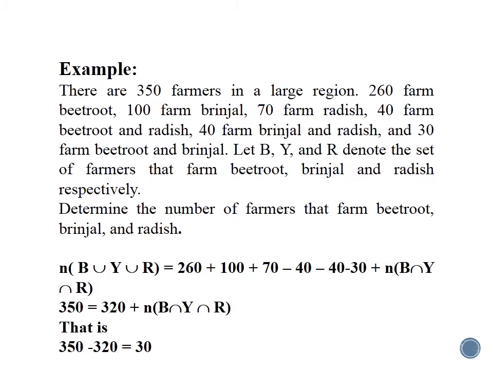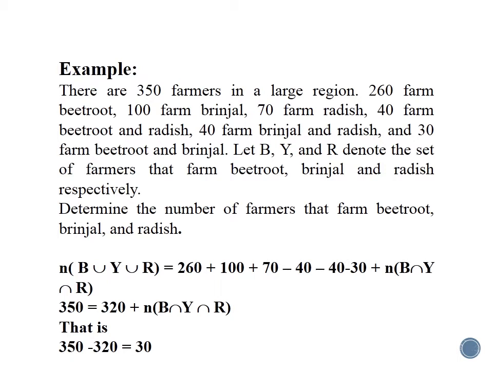Next example. There are 350 farmers in a large region. 260 farm beetroot, 100 farm brinjal, 70 farm radish, 40 farm beetroot and radish, 40 farm brinjal and radish, 30 farm beetroot and brinjal. Let Y, B, R denote the sets of farmers that farm beetroot, brinjal and radish respectively. Determine the number of farmers that farm beetroot, brinjal and radish.